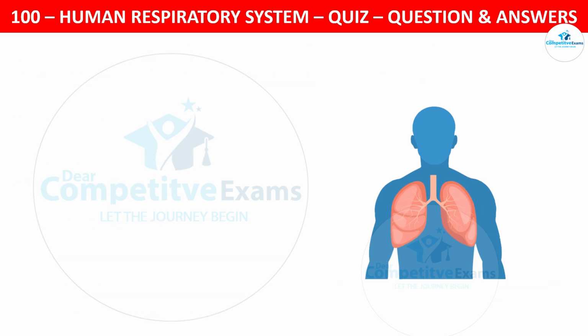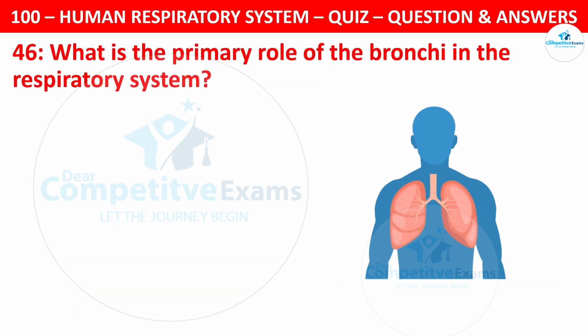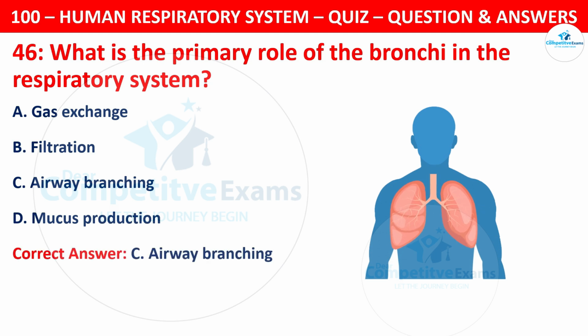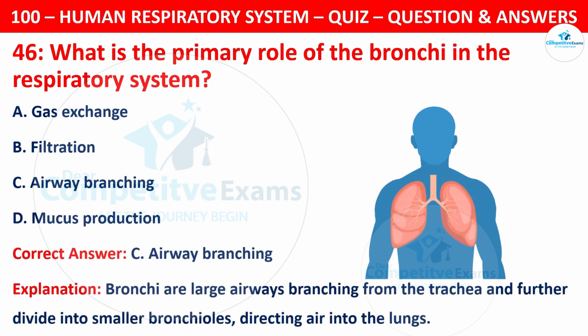Question number 46. What is the primary role of the bronchi in the respiratory system? Your options are gas exchange, filtration, airway bracing, or mucus production. And the correct answer is C, that is airway bracing. The bronchi are large airways branching from the trachea and further divide into smaller bronchioles, directing air into the lungs.